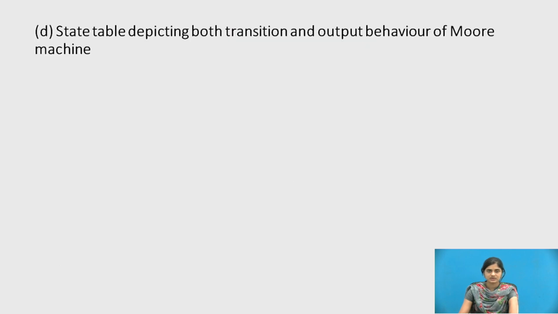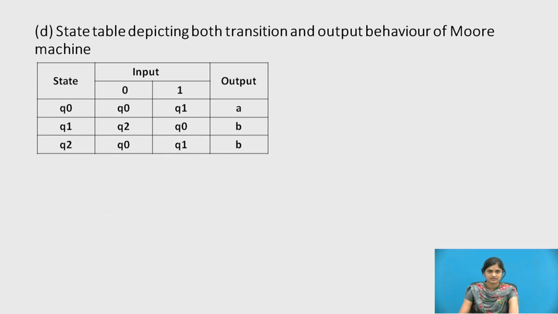Now next we are going to draw the state table depicting both the transition and the output behavior of the Moore machine. So here we are having the states, then the input symbols 0 and 1, and for each state we are mapping it to the output. So this table is the combination of the transition function as well as the output function. So for the state Q0, if 0 input is given, it is transiting to Q0 state.